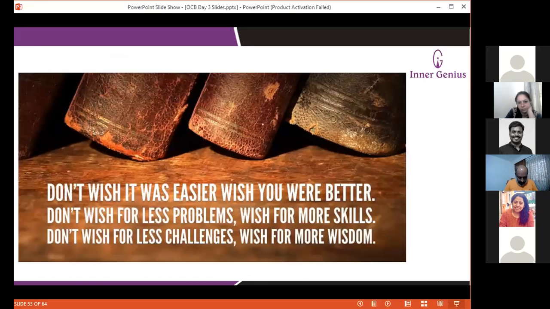According to me, Swami Vivekananda also has said something like this, but I couldn't find it quickly enough on the net, so I've got this here. It says, don't wish it was easier, wish you were better. Don't wish for fewer problems, wish for more skills. Don't wish for fewer challenges, wish for more wisdom. When we bring our mind around to these kinds of things, then things will start happening. This is how you will become resilient and anti-fragile.